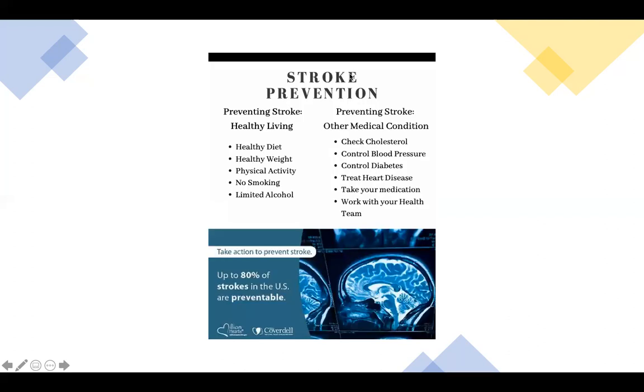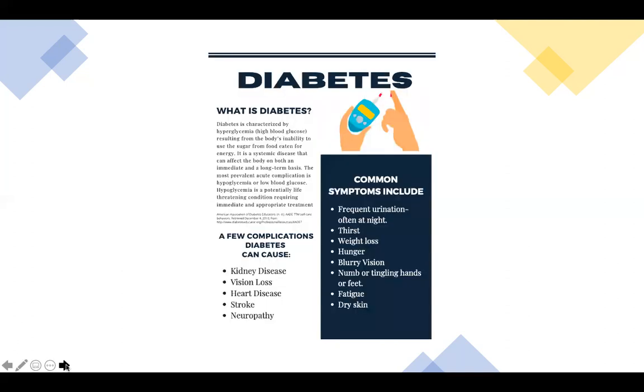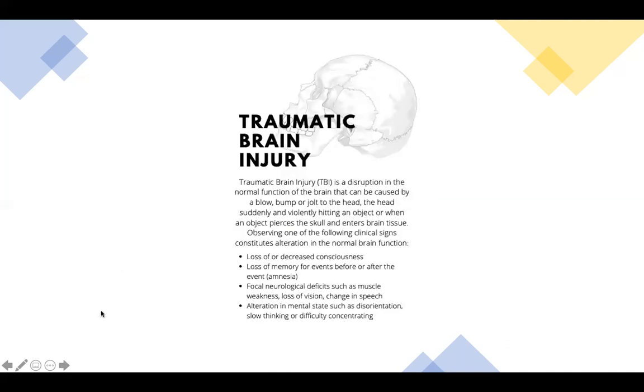Stroke prevention is what a healthy person does to prevent stroke, and then what someone who has pre-existing medical conditions can do to prevent stroke. The next part breaks down specific interventions that we will do with patients to prevent stroke. And then diabetes, we saw a lot of patients on the floor that had diabetes. So it covers what it is, the complications and symptoms, and then what occupational therapy specifically does.